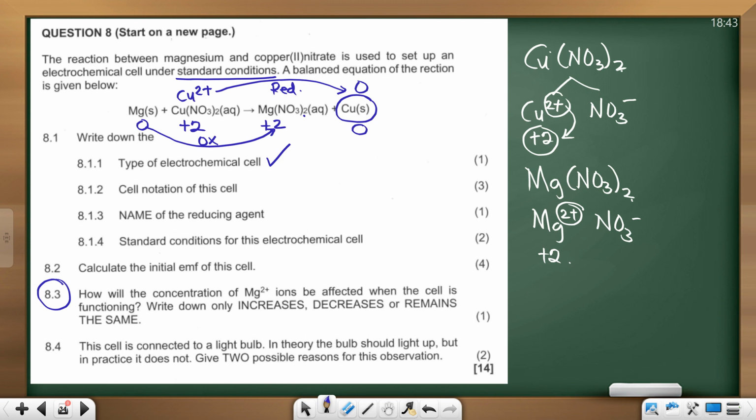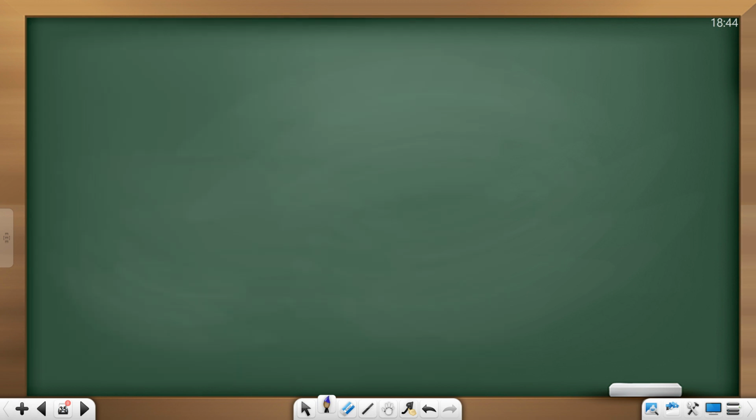Cell notation. What do we know? It's as simple as A, B, C. That means the anode, the bridge, and the cathode. How do you write your answer? Because I get anode, bridge, and cathode. What do you write at the anode? Because I saw some mess up on this question. The anode side, please take note.